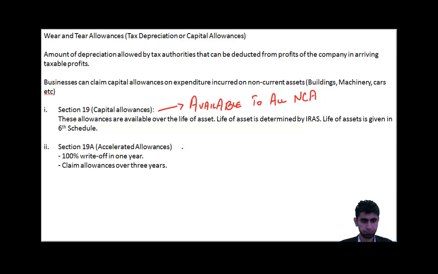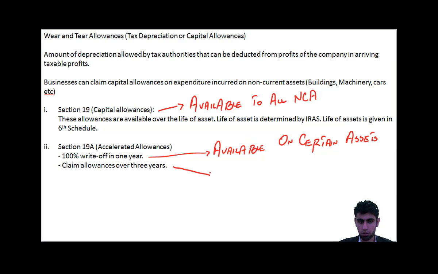Okay. However, under Section 19A, this is available on certain assets. It's not available to all assets. Only if you satisfy the conditions for 100% write-off, you can claim 100% write-off. Otherwise, you cannot claim. And claim over 3 years.